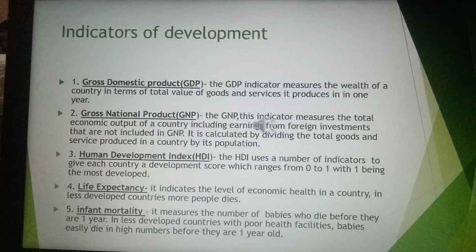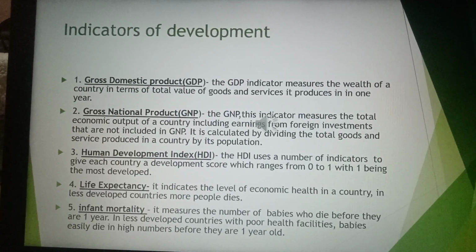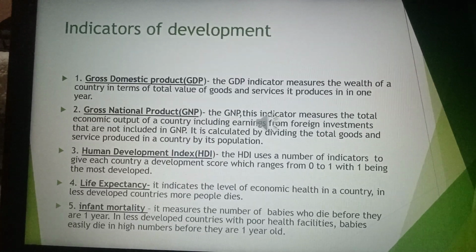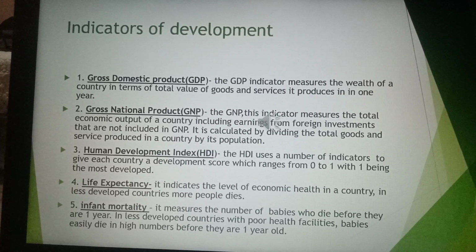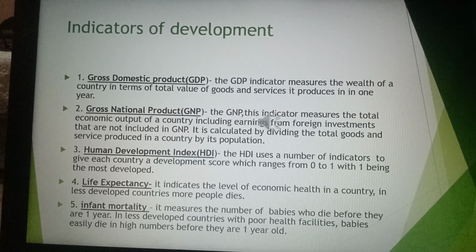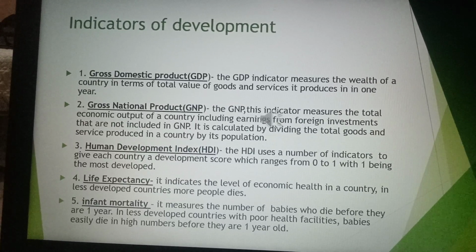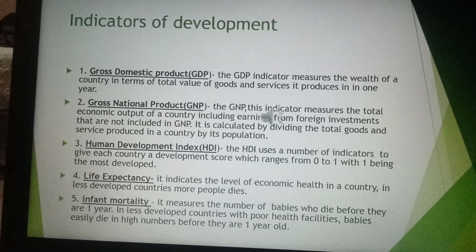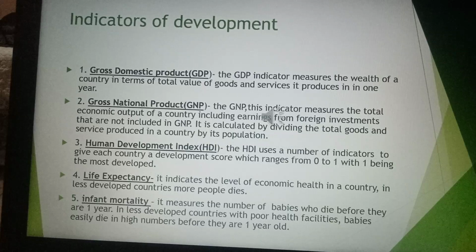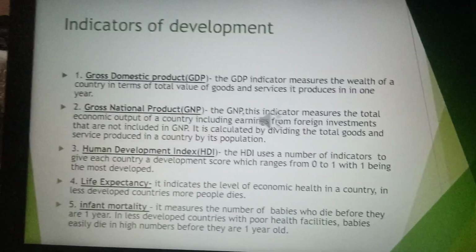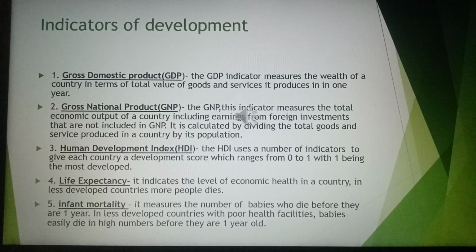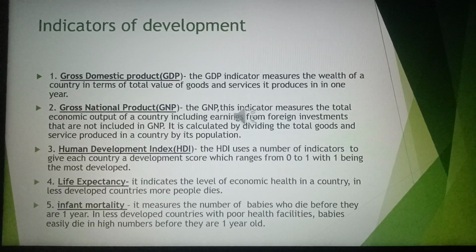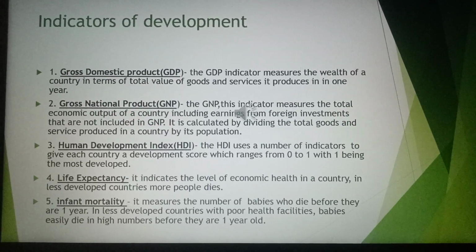Now we have the next indicator, which is the Human Development Index, HDI. The HDI uses a number of indicators to give each country a development score which ranges from 0 to 1, with 1 being the most developed and 0 being a less developed country. It is very rare or scarce to find a country being rated 1 on this HDI scale.